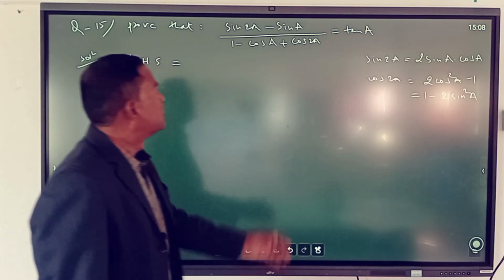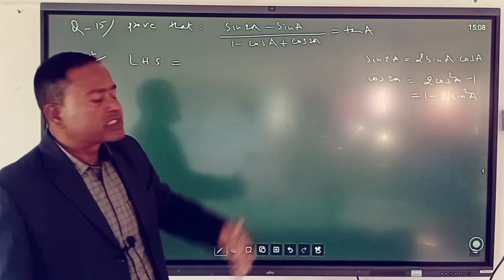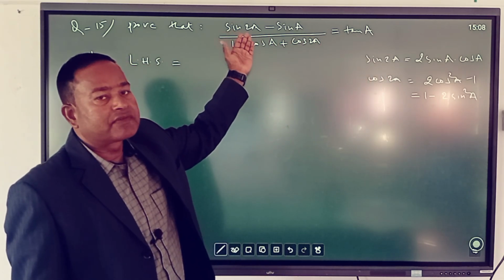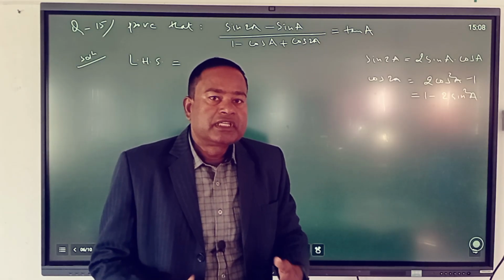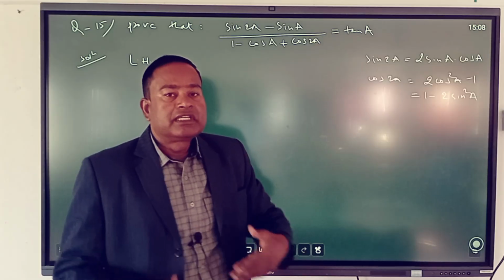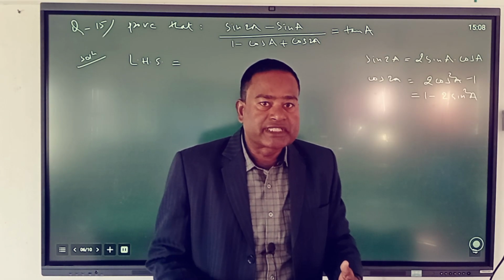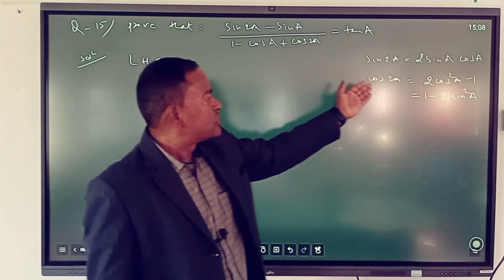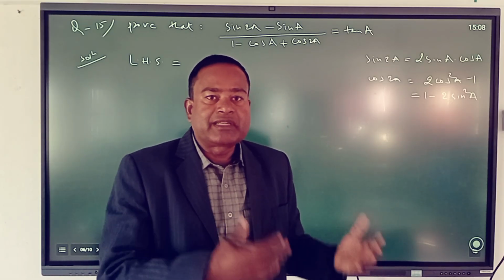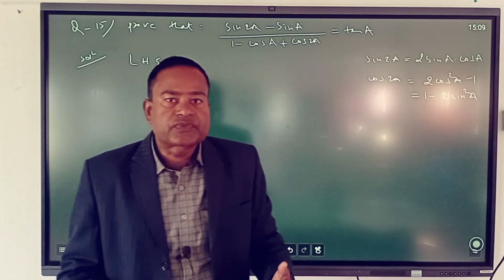So dear student, in order to prove (sin 2a minus sin a) divided by (1 minus cos a plus cos 2a) is equal to tan a, at first we have to know the formula of sin 2a and the formula of cos 2a. In RHS we need the trigonometric ratio tan a. Tan a means sin a divided by cos a. That means the formula of cos 2a we have to use in terms of cos a, because tan means sin a divided by cos a. The formula of cos 2a in terms of cos a is 2 cos square a minus 1.